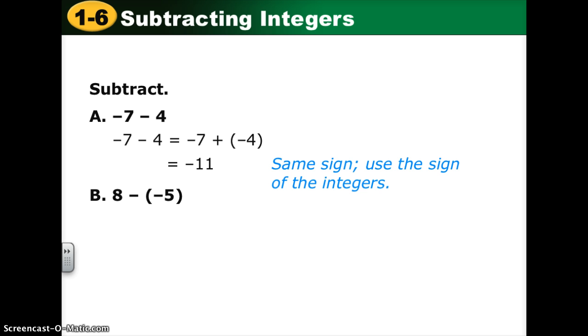8 minus a negative 5. I notice on here, oh, minus a negative. One quick thing we can do is make this one big plus sign, so it becomes 8 plus 5. And 8 plus 5 would give us positive 13.